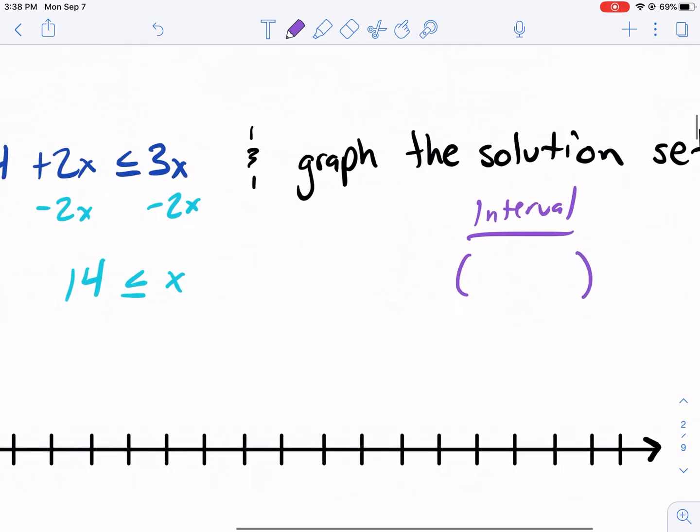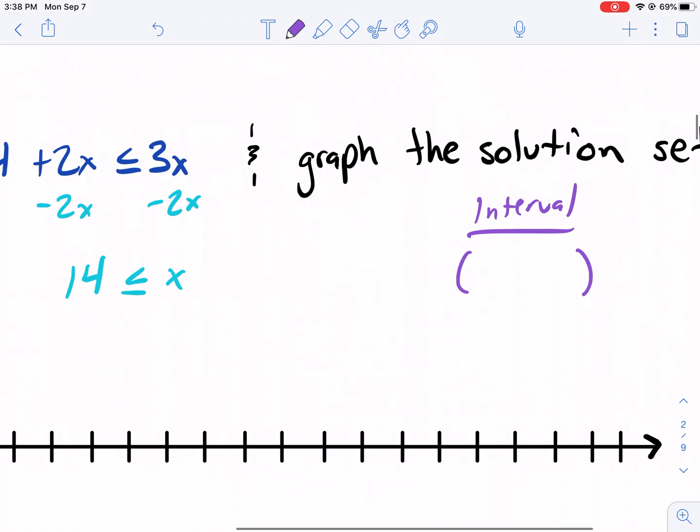Okay, and now we need to figure out what is our lower limit. Well, our lower limit, x cannot be any smaller than what number? Well, that's 14. Okay, x is greater than or equal to 14. There's nothing that can be smaller than that. So x is going to be 14. Now, keep in mind, we have a greater than or equal to sign. So it can't just be a parenthesis. It needs to be a bracket. And then we're going to put our lower limit here, 14, next to the bracket.